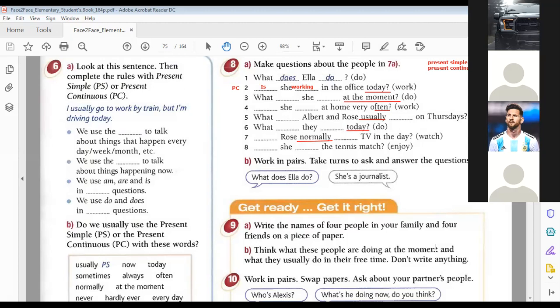Where's Abdurrahman? Number 3. What's she doing at the moment? Good. Right. Present continuous. What is she doing at the moment? Why did you use present continuous, Abdurrahman? Because at the moment. Correct. And what's the answer? What is she doing at the moment?